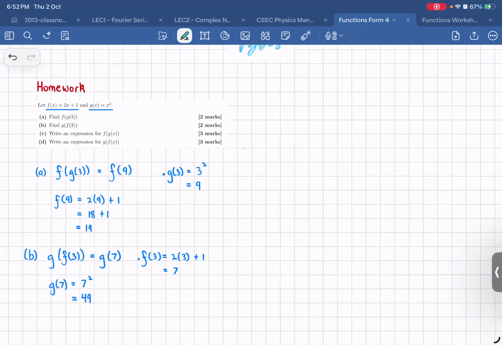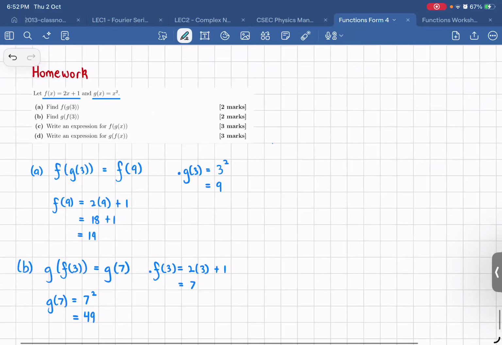Right. So Keshava, I'm going to call upon you now to help me with C. Okay, let me do C. So they want me to find f of g of x. Can you tell me what the outer function is? f. What is the inner function? g. g of what? g of x.